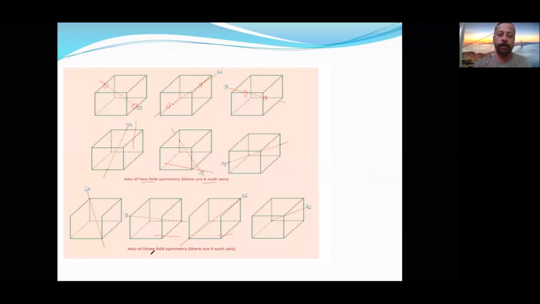Next, coming to the threefold axis of symmetry. The threefold axes of symmetry will pass through the corners. So in total, how many will be there? Four will be there. Okay. So note down this. Next.